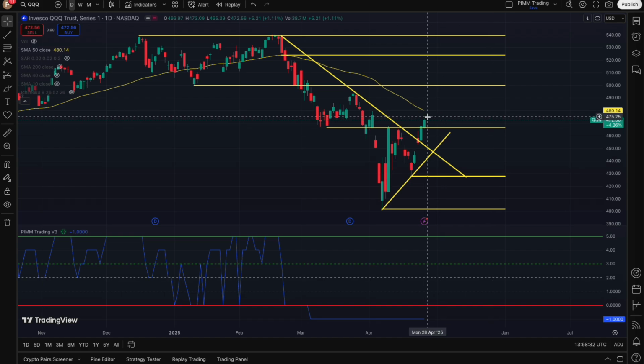So if we see the price hold above the last low of March 13th for a couple more days and gets above the 50-day moving average, this is a really good sign of strength.